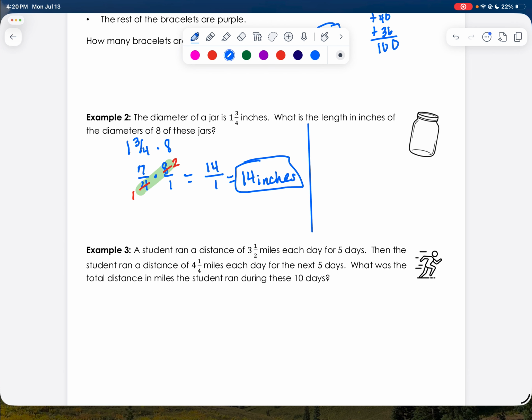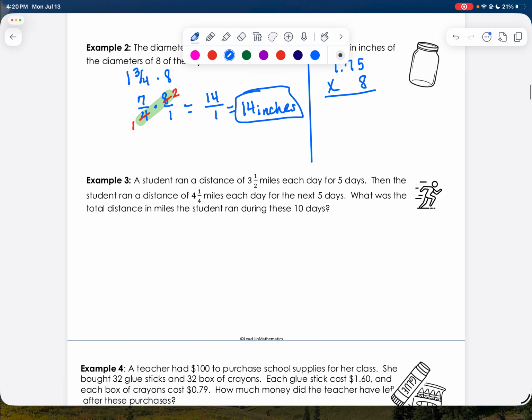Now, there's one other way we can do this problem. I'm not going to work it out this way, but I just want to bring it up here because some of you may like it better. If you know the decimal conversion for 1 3/4 is 1.75, you could have multiplied that by 8 and you would have got the same exact answer. So that's another way you could have worked the same problem.